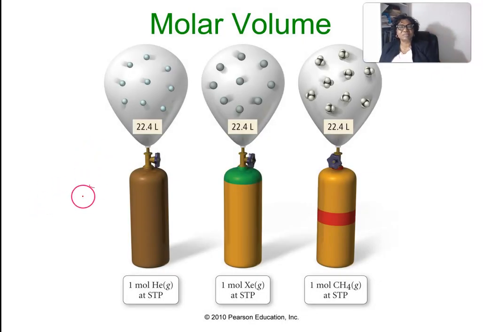So we can see this. This is 1 mole of helium, 22.4 liters. 1 mole of xenon at STP, 22.4 liters. 1 mole of methane at STP, 22.4 liters. So they are different gases with different masses, but at standard temperature and pressure, all of them have equal volumes.